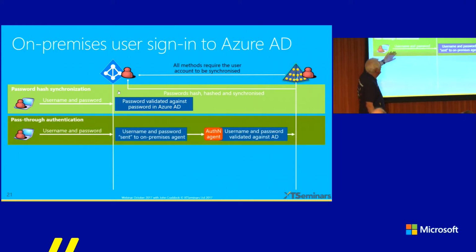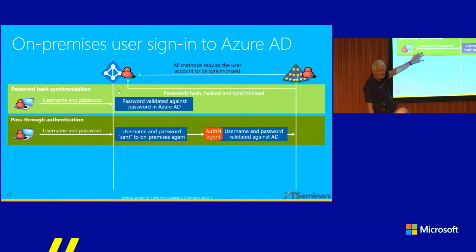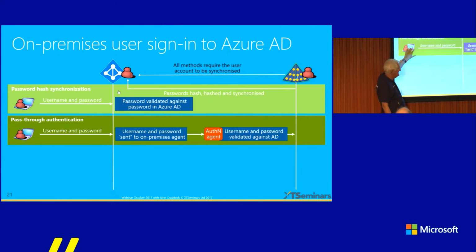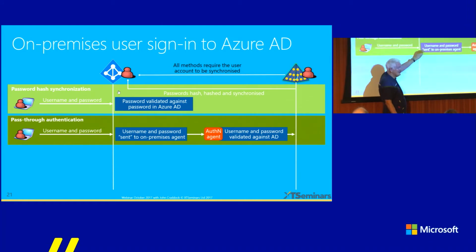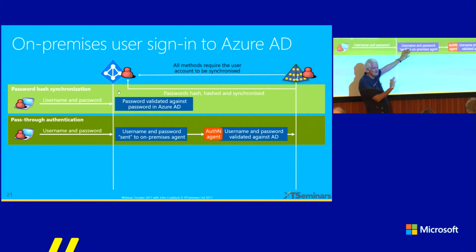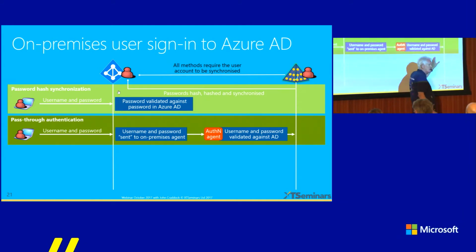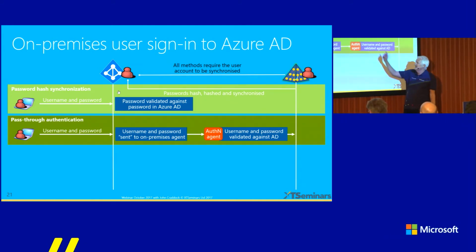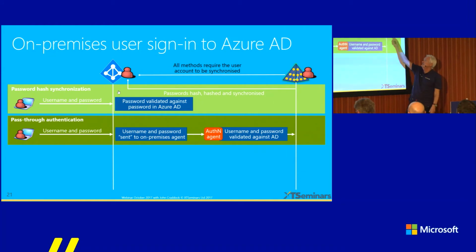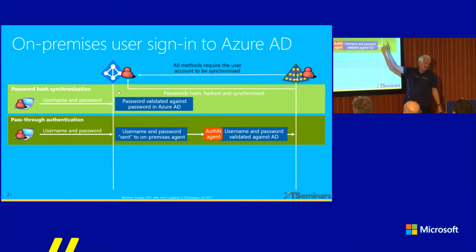New is the pass-through authentication. So now we're gathering username and password in the cloud, and then we're passing it down through a secure channel. The password is encrypted as well, down to an authn agent, which is on-prem. And what the authn agent does is attempt to authenticate the user using the username and password against the on-prem AD. So we're actually authenticating directly against on-prem AD.